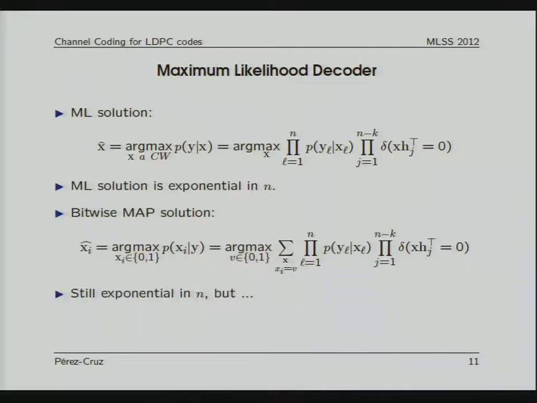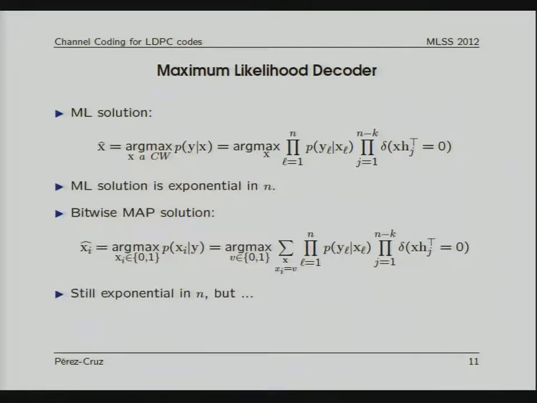So the maximum likelihood decoder, as we said before, was the argmax of the probability of y given x. And instead of restricting x to be a code word, we can do this with a different operation. We look for the maximum over all possible x's in which we maximize the likelihood and make sure that all the parity constraints are fulfilled. That will be a delta function: if x times H transpose is equal to 0, we get a 1, otherwise we get a 0. So we need to fulfill all those constraints and then maximize the likelihood. Again, the solution in this case is exponential in L in the general case.